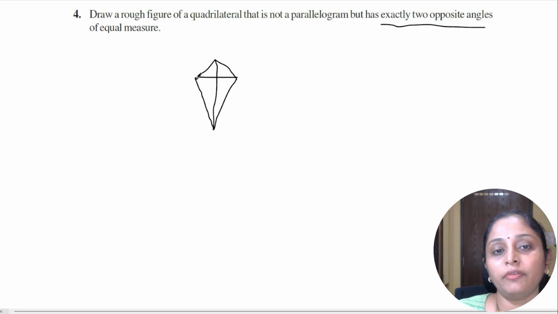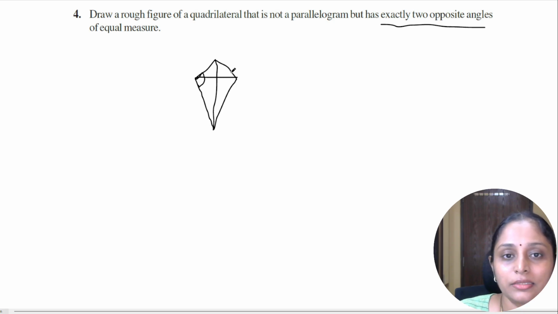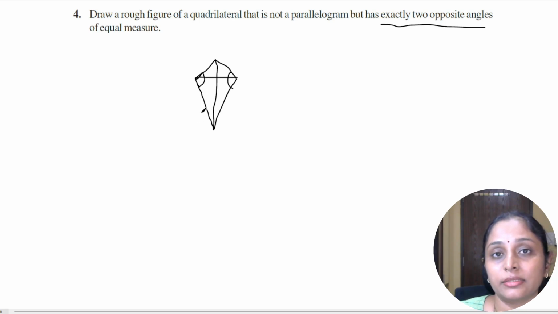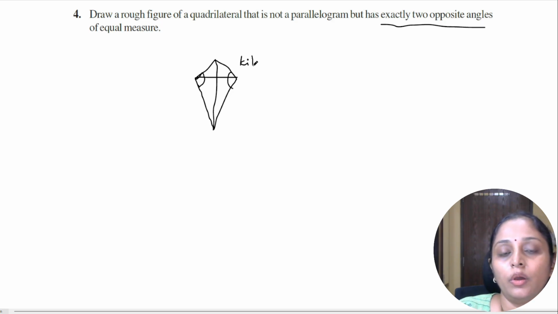And with that, we try to remember all the properties of the kite using that basic definition, right? So this angle is equal to this angle, whereas these two are not equal, right? So it has exactly one pair of opposite angles which are equal in measure. So you can draw the figure of a kite. For this question, draw a rough figure of a kite.